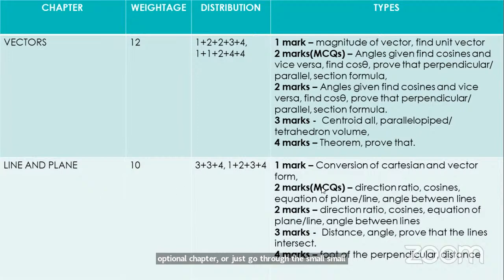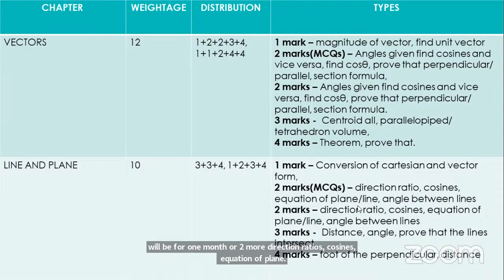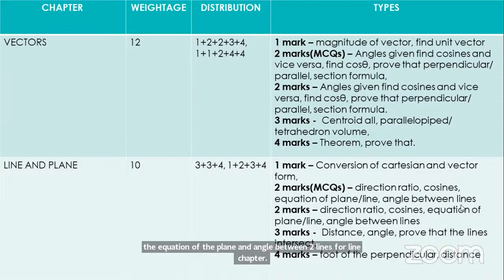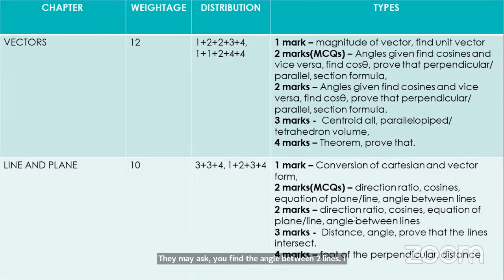Okay. So I am just discussing what are the 1 and 2 marks questions. Conversion of Cartesian into vector form, that will be for 1 mark. For 2 marks, direction ratios, cosines, equation of plane, they will give some condition. They will ask you find the equation of plane and angle between two lines. For line chapter, they may ask you find the angle between two lines. And normally for 2 marks, it is same only, 2 marks MCQ and 2 marks normal questions.